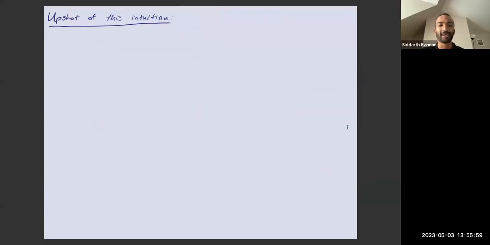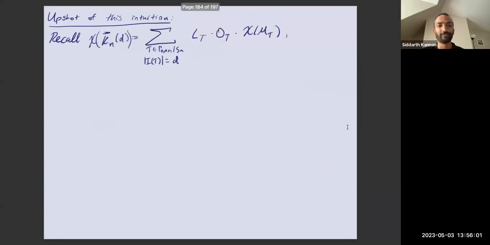Okay, so what is the upshot of this intuition? Recall this Euler characteristic of k bar n of d is a sum over trees with exactly d internal vertices, with these combinatorial weights attached, one of which is the number of orderings compatible with this directed tree structure. And this nu sub d of x is the generating function for these Euler characteristics.